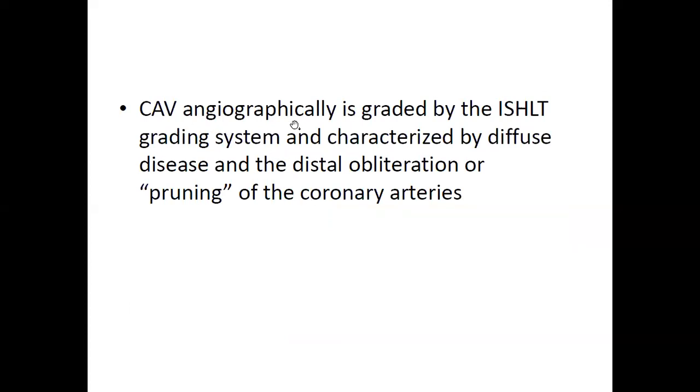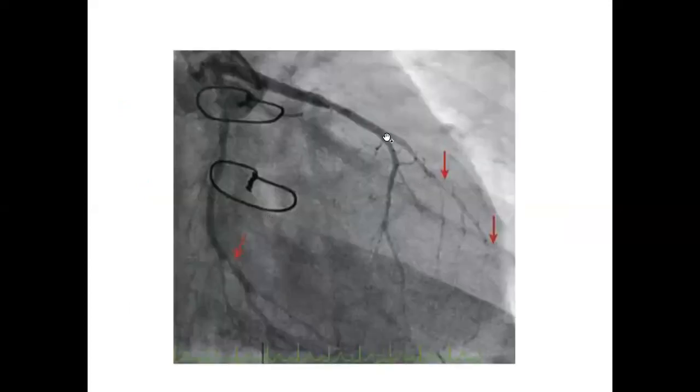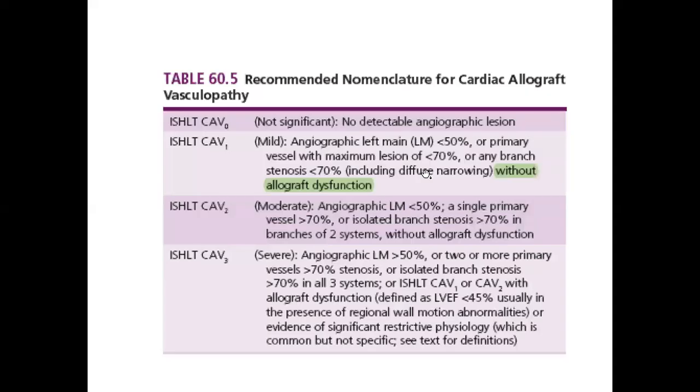Coronary artery vasculopathy angiographically is graded by the International Society of Heart and Lung Transplantation, and it is generally characterized by diffuse disease, and there is distal obliteration or pruning of the coronary arteries. So you can see here there is distal obliteration and pruning. You can see peripheral pruning is seen, the decrease in diameter of the scale. So there is diffuse disease with peripheral pruning. You can see here in the distal vessels, suggestive of coronary artery vasculopathy.